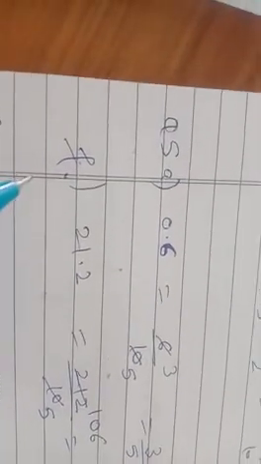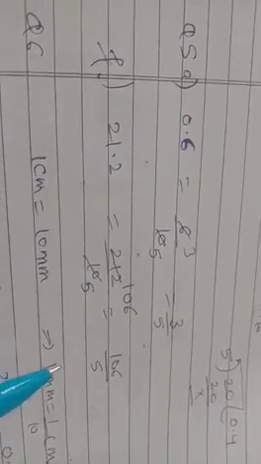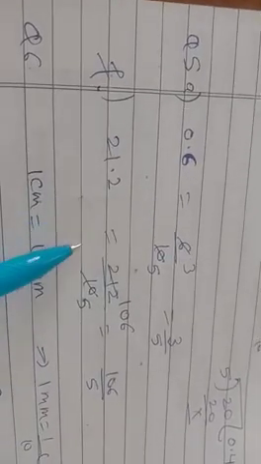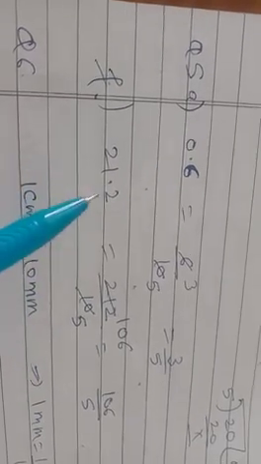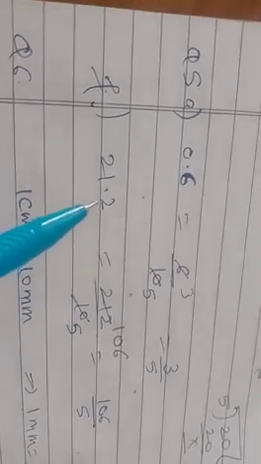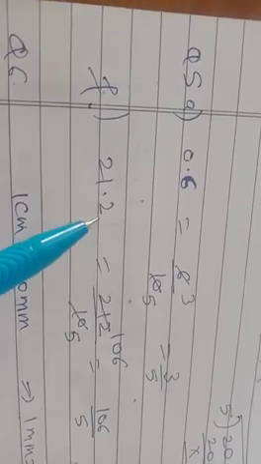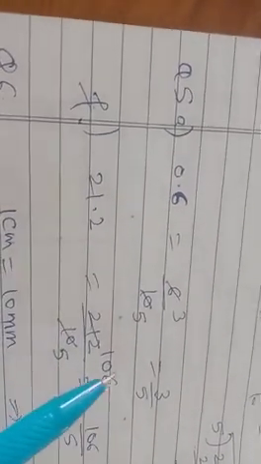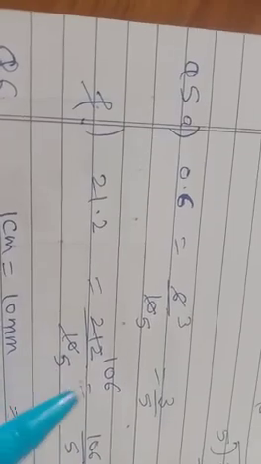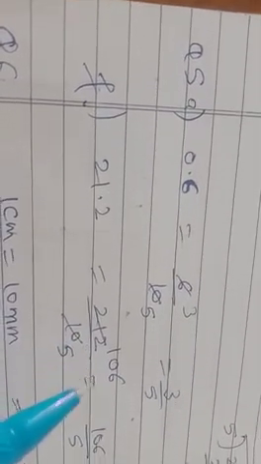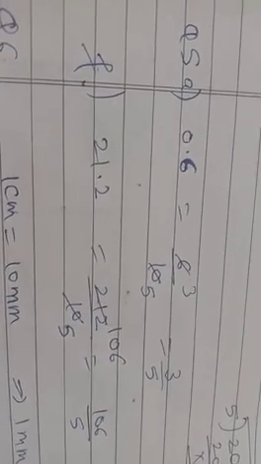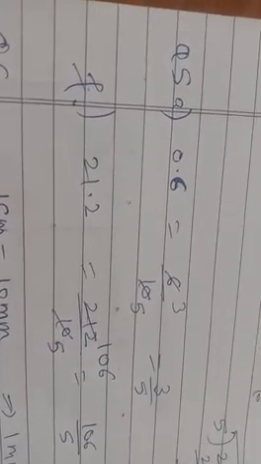And then the F part we have 21.2. So 21.2, we will remove the decimal, we will get 212 over 10, because we have only one number after the decimal. So dividing by 2, here 2 fives are 10, 2 multiplied by 106 will give 212. So we have 106 by 5 as the answer.